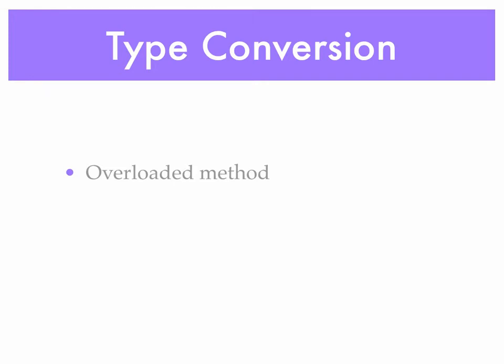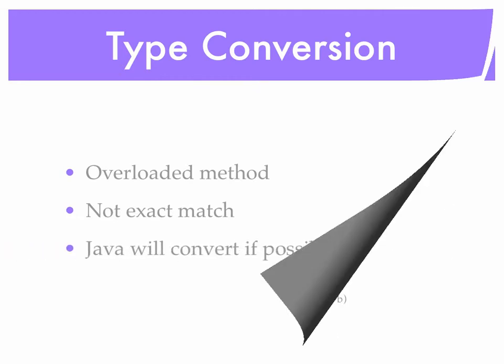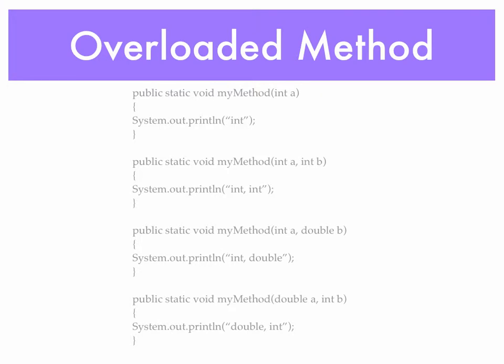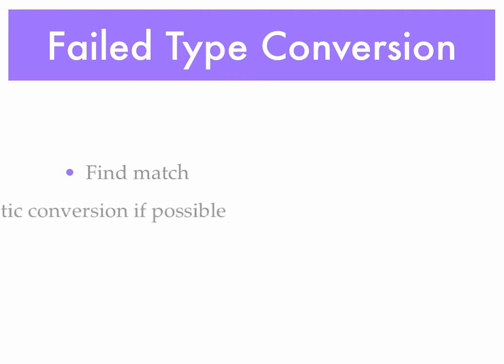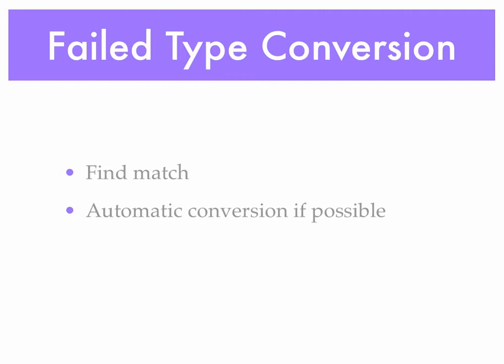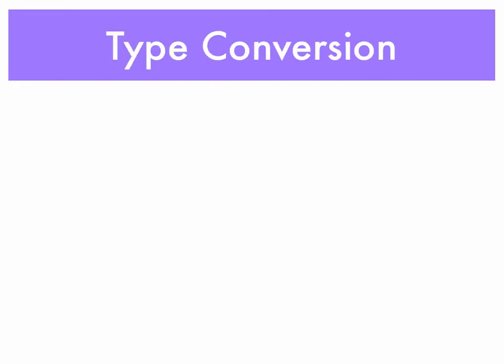Now, if I call an overloaded method, or any method, and I pass arguments that are not an exact match to those that are expected, Java will try to convert the type so that a method can be called. If I don't have an exact match, Java will try to convert if possible. So here are my four overloaded methods. Remember, I've got an int, two ints, an int and a double, and a double and an int. Now if I call a method, my compiler tries to find a match, does automatic conversion if possible and necessary. If I can't do that, an error message will appear if my type conversion fails, and my program will end.